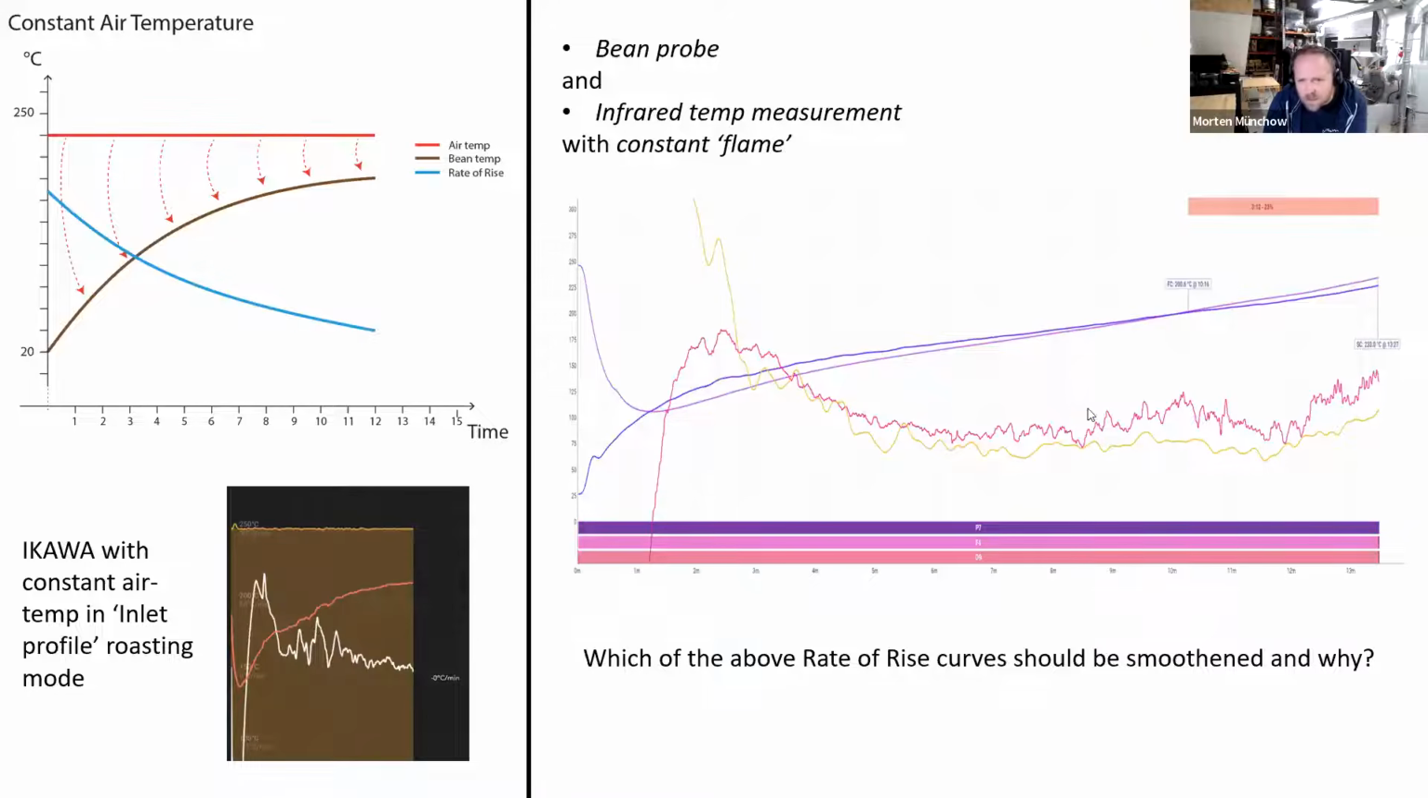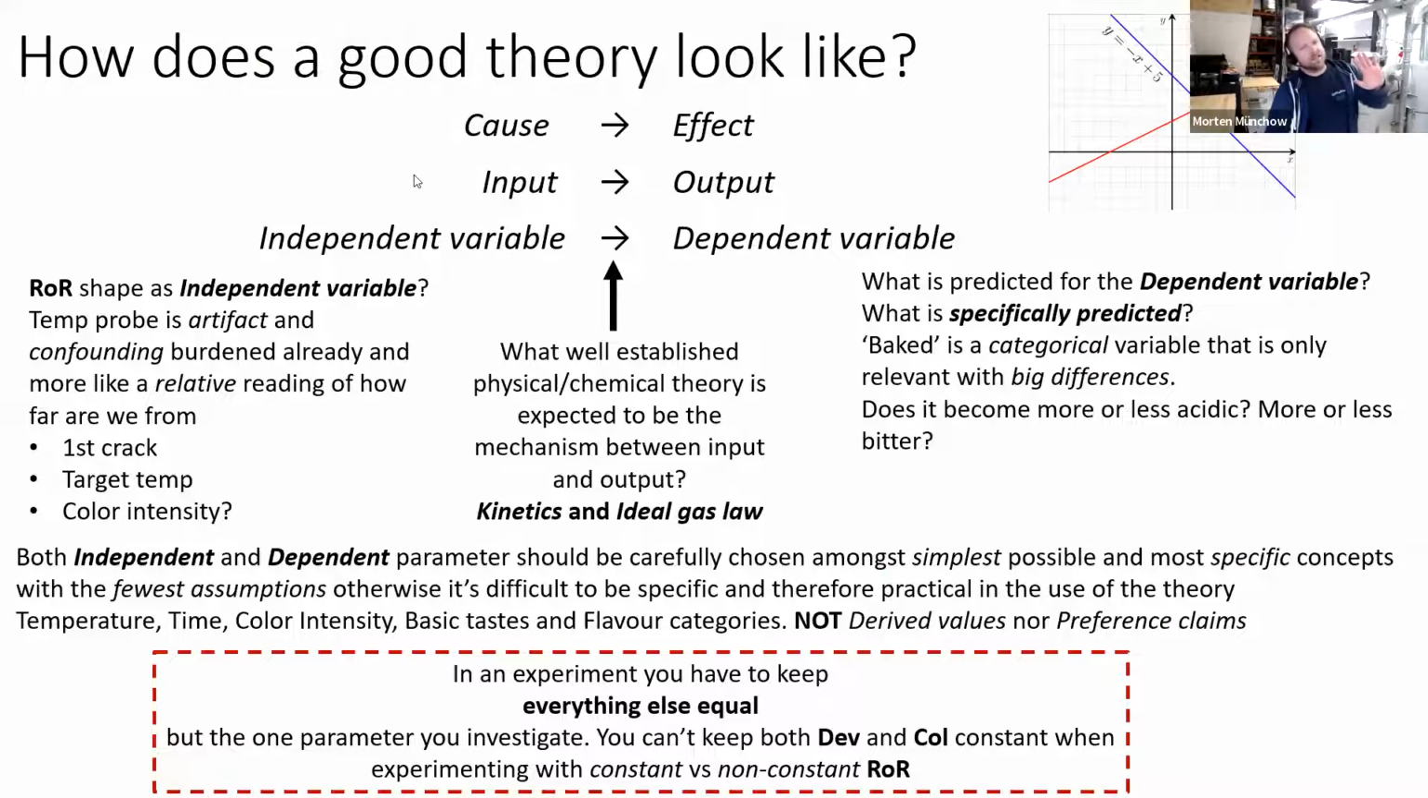And also you can see here you've got different rate of rise curves for the bean probe and the infrared. So which one to smoothen out, right? Yeah, they follow each other a bit, but it seems like there's a big problem to solve here on the bean probe, where on the infrared there's no problem. So can you see how different bean probes would give you different things to smoothen, even in the same roaster? So which one to trust? So that also makes it a very fluffy reference point, right?